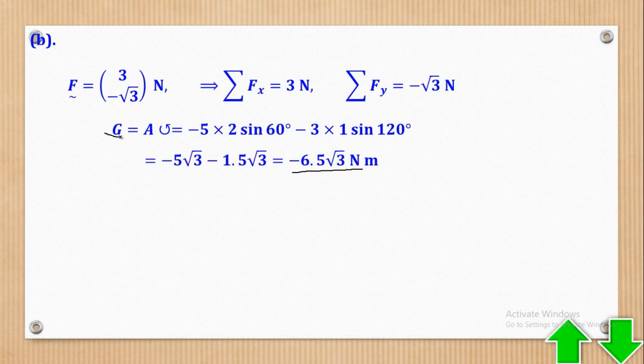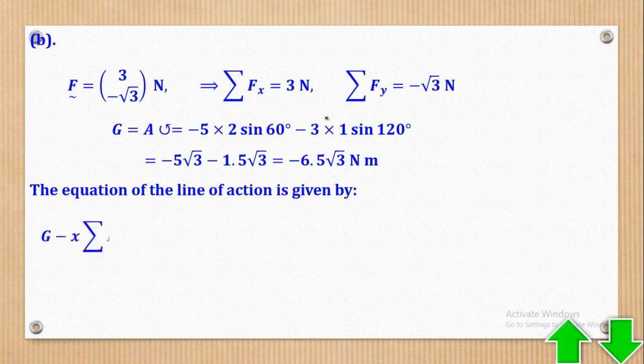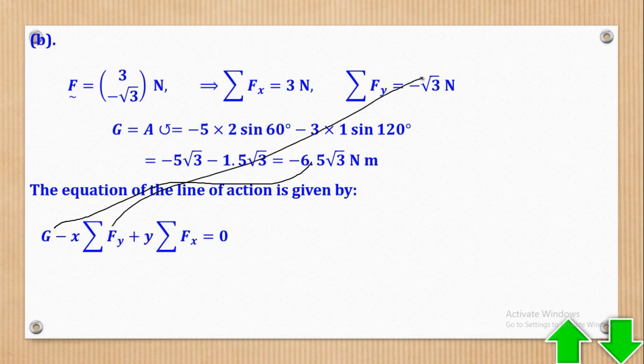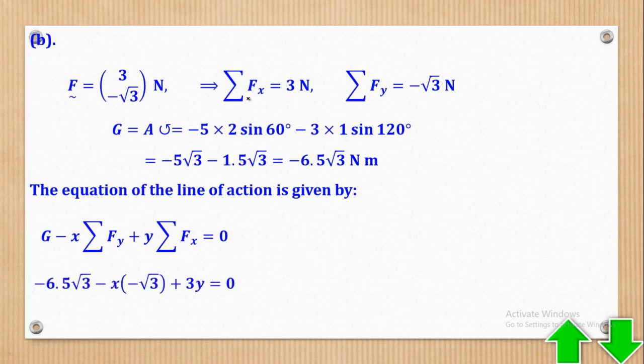So I've got G, I have this, and I have this. When I have those three, I can write my equation of the line of action. The equation is given by the formula: G minus X summation of Fy plus Y summation of Fx equals 0. So G is this, then Fy is that, and Fx is that. Therefore, next is to substitute for those three. When I simplify, I'll be able to get my equation as that.